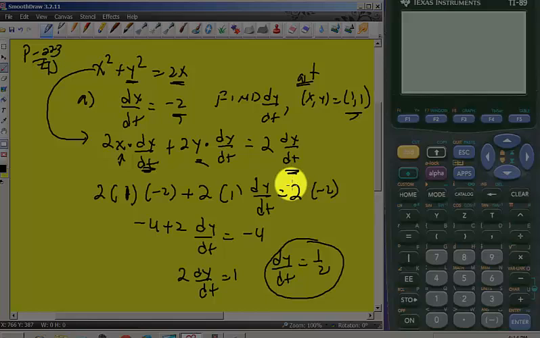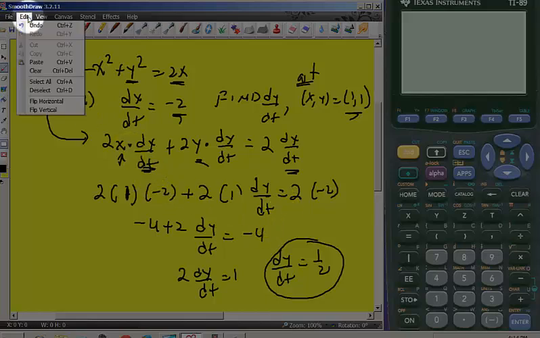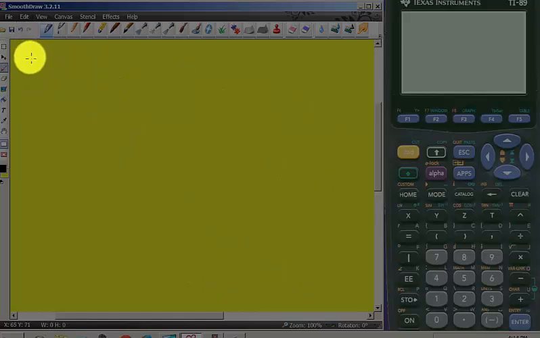That's it. All right, let's hop, skip, and jump, and let's get to number 8. Okay, this is number 8. I'm still on page 223.